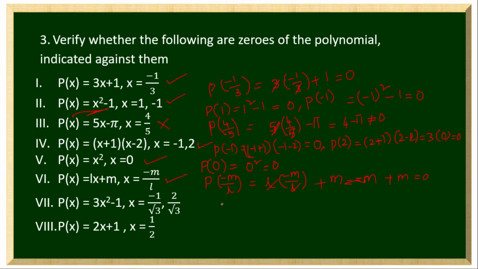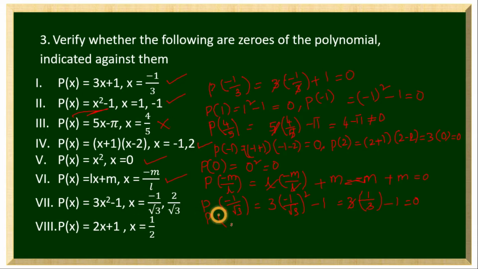Next, we have to check the 7th one and the 8th one now. 7th one: p(-1/root 3) equal to, wherever x is there, we have to substitute (-1/root 3) whole squared, minus 1. So whole squared means 3 into (-1) squared is 1, over root 3 squared is 3, minus 1. 3 will get cancelled. 1 minus 1 is 0. So we can say -1/root 3 is a zero of the polynomial.